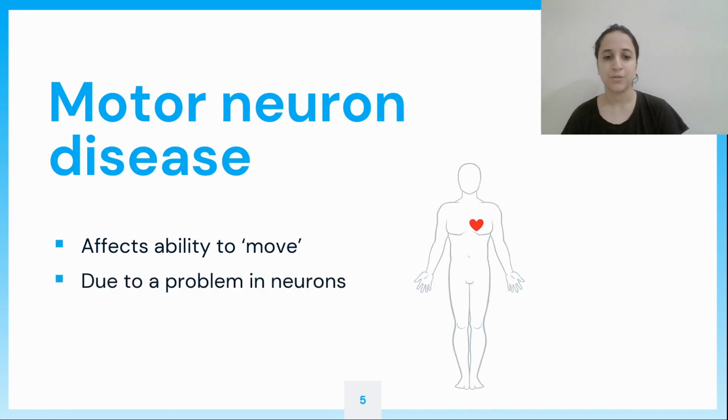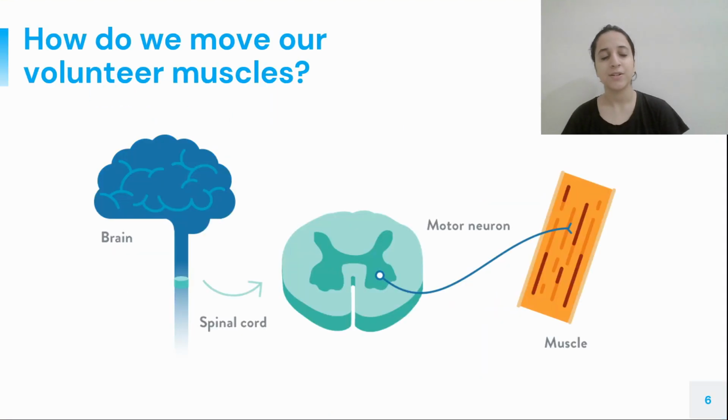It's also important to note that in a person, the cognitive function, the thinking process, emotions, everything is perfectly fine. The only problem is with the movement. Let's now understand how we move our voluntary muscles, which are the muscles we move on our own will. As you can see in the diagram right here, the brain sends signals to the spinal cord, which then conveys the signal to the muscle via the motor neuron, and thus our muscle moves.